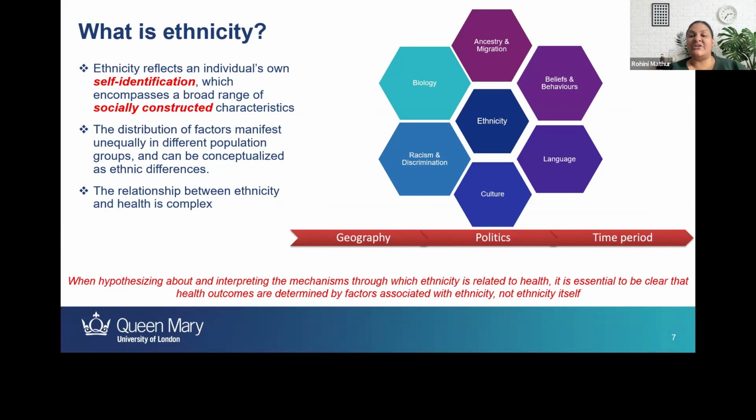And we know that the relationship between ethnicity and health is complex. It doesn't always go in a single direction, and it is very specific to the context of geography, politics, and time period. And indeed, the way we think about ethnicity in the UK is different to the way we think about it in different countries and in different settings. And it's really important when conceptualizing inequalities in relation to ethnicity that we're talking about the fact that health outcomes are determined by factors associated with ethnicity rather than anything innate about an individual itself. It is a social concept and is fluid in that respect.